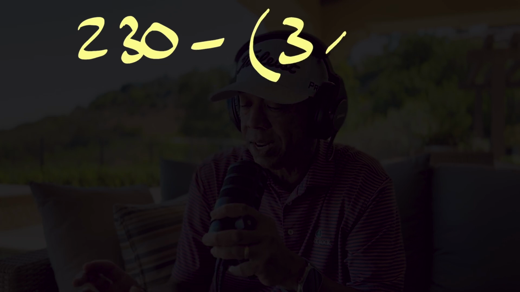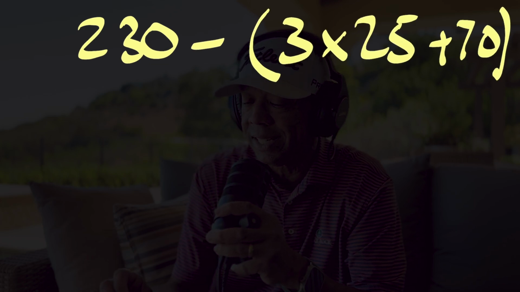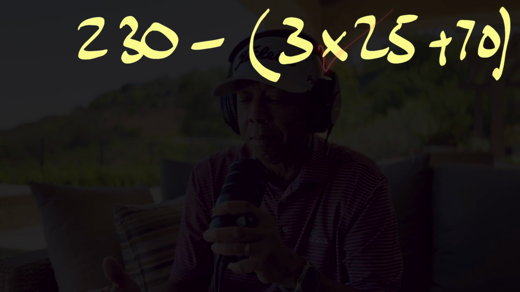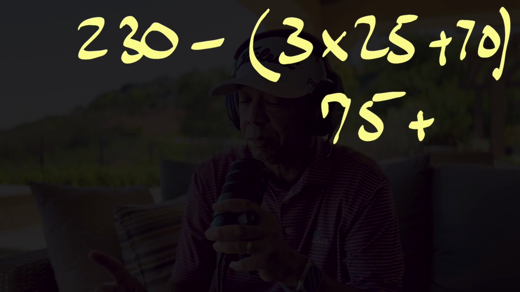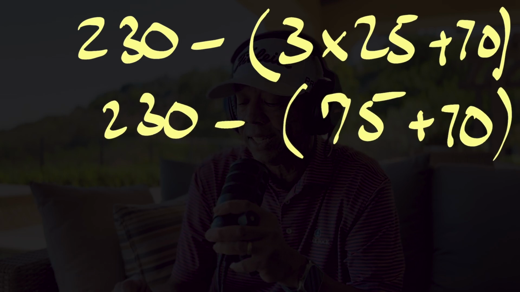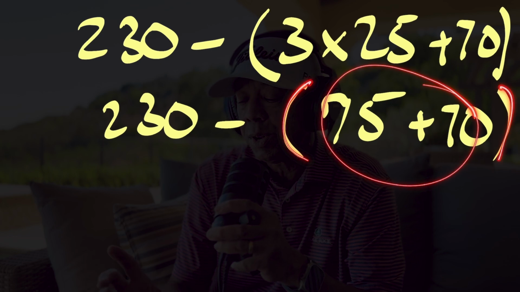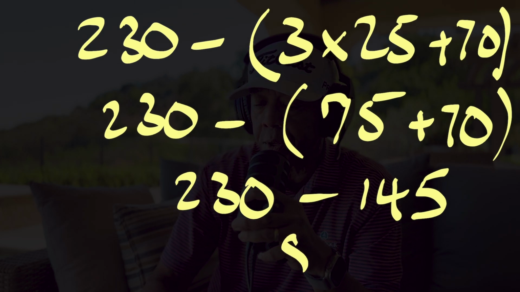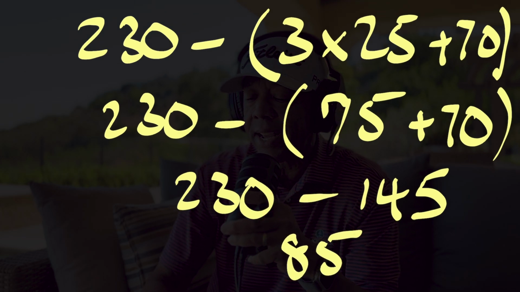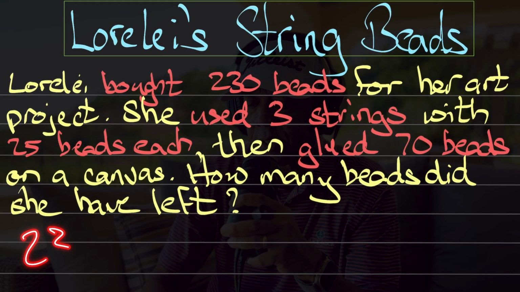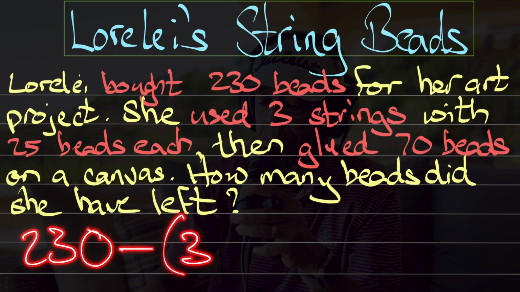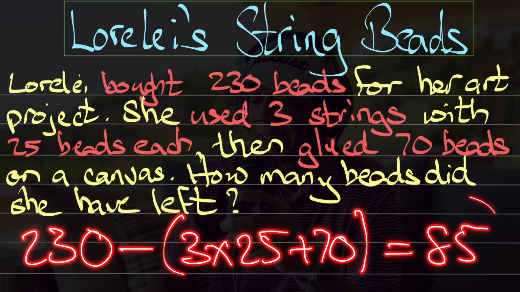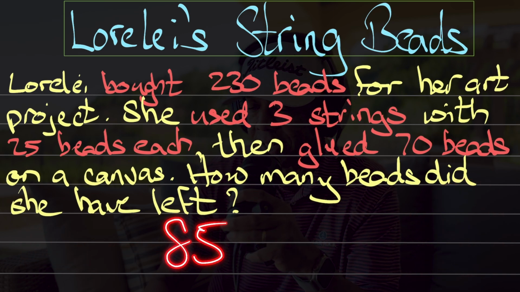230 minus, in parentheses, 3 times 25 plus 70. I'm going to start off with what's in the parentheses. In there, I have multiplication and addition. Multiplication comes first. 3 times 25 is 75 plus the 70. I'm going to do that part of my problem first. I'm going to find the difference of 230 and the sum 145, giving me 85. I know that Lorelai started off with 230, used 3 groups of 25, another 70, and that left her with 85 beads.